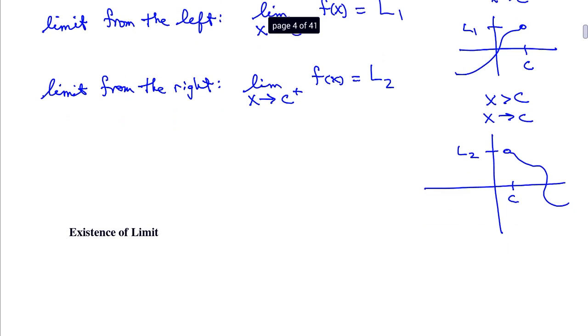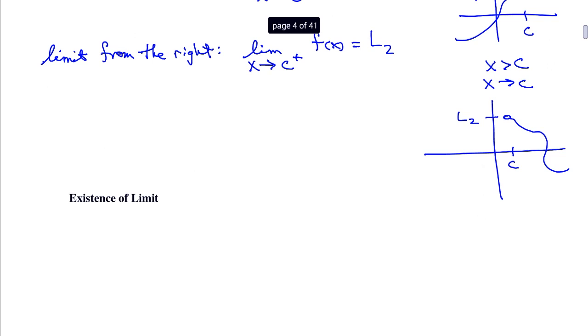So it's just a matter of looking at the graph coming in from the left for the left limit and from the right for the right limit. The last thing we need to talk about today is the existence of a limit. And this is the whole limit. Okay? And this is the following.